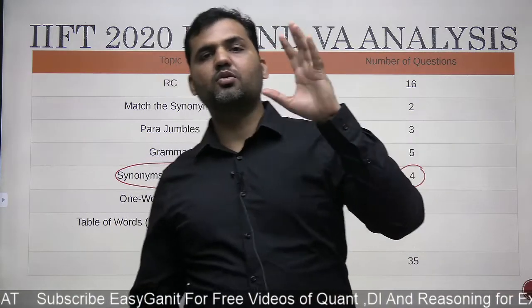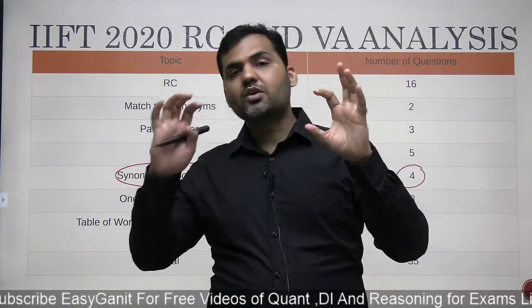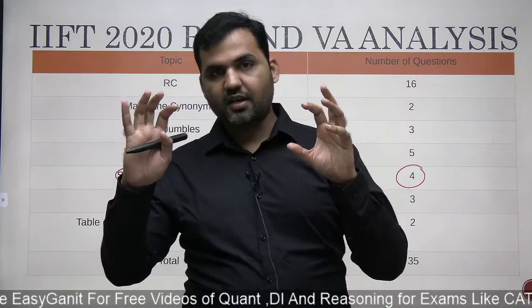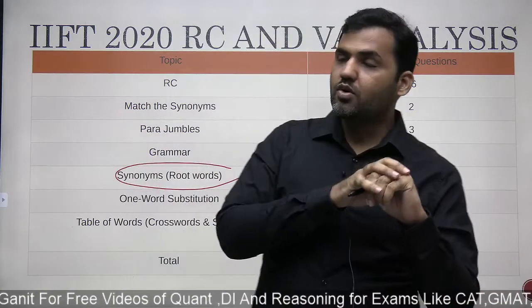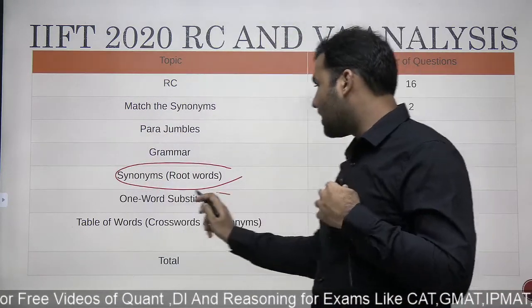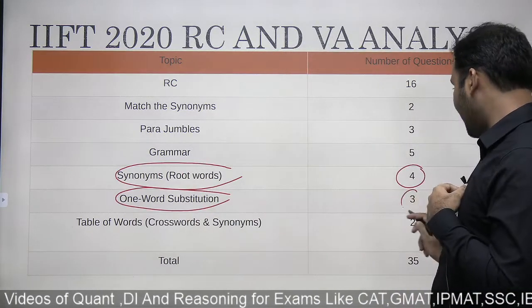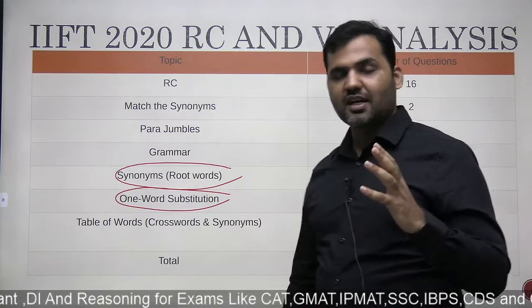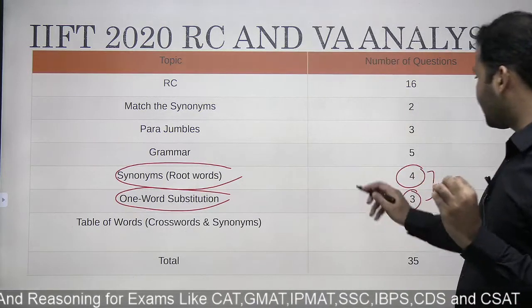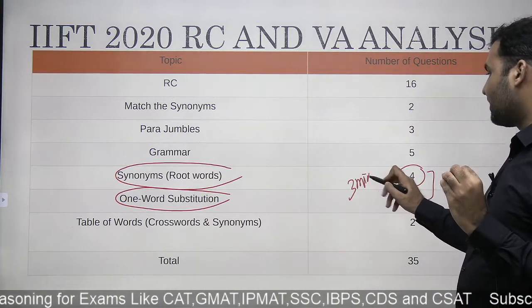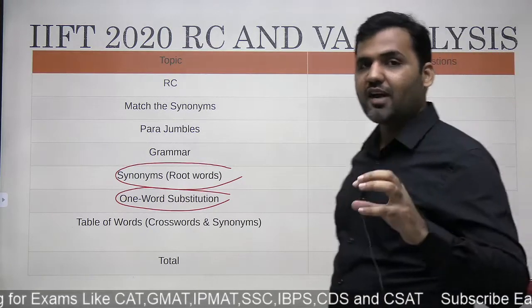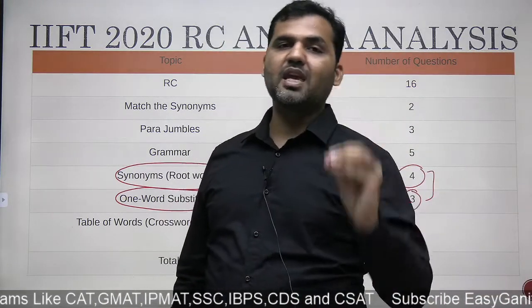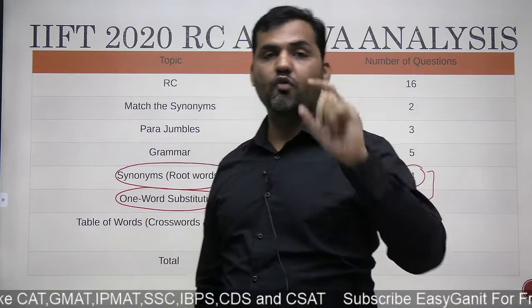However good you are in quant, you cannot solve the quant question in the same time as you're solving a root word question, or you are solving a question of one word substitutions. You see that? To get 7 marks in math it will take me at least 20 minutes, and here 7 marks will come to me in 3 minutes only. So yes, I would say in IIFT, VARC is the main section that can help you in clearing the overall cutoff.